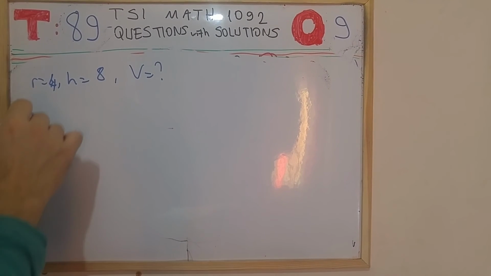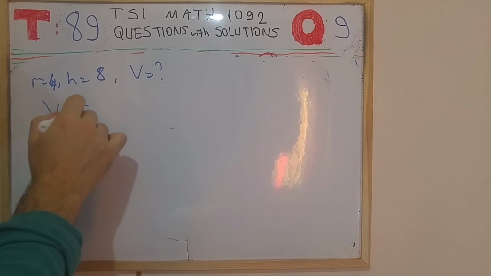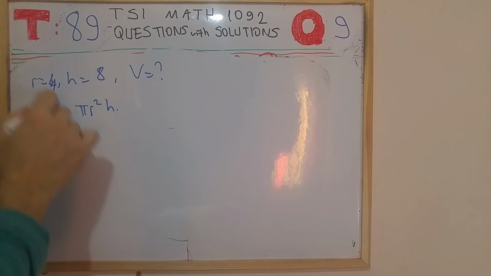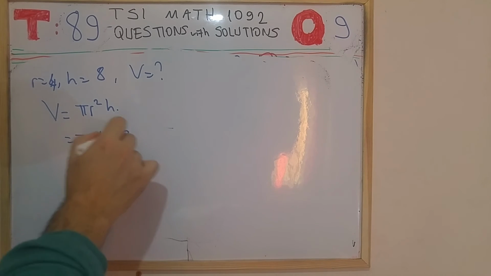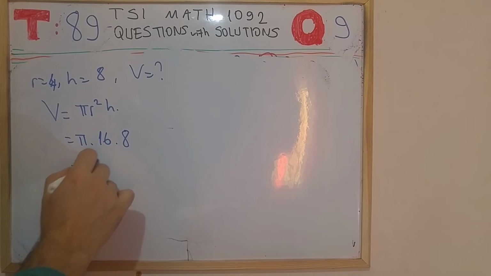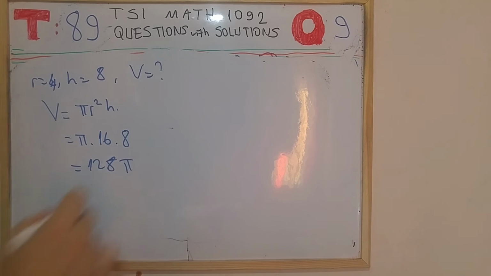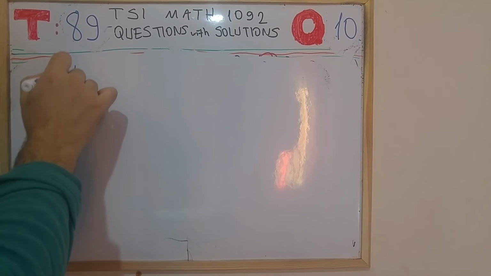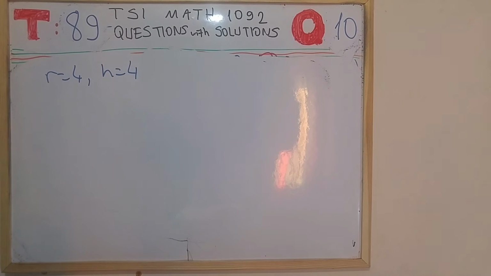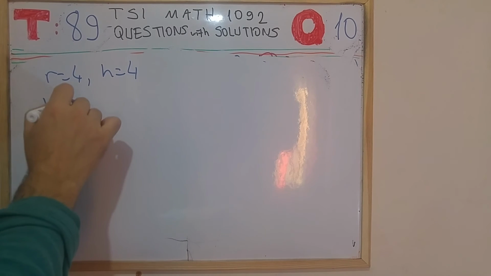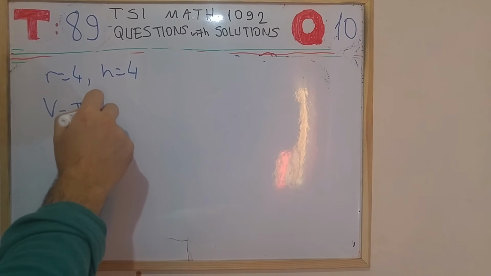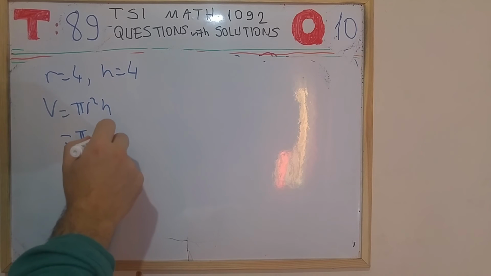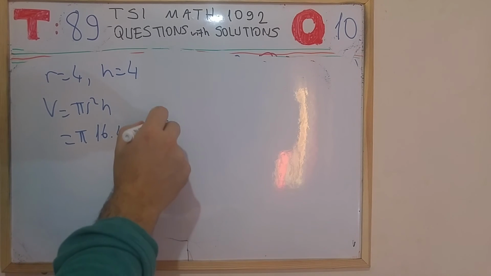I have a cylinder here, and the volume of the cylinder is equal to pi r squared times h, and this is equal to pi times r squared, 16 times 8, and this is equal to 128 pi cubic centimeters. This time the radius is equal to 4, but the height is only equal to 4, so the volume is equal to pi times r squared times h, that is equal to pi times 4 squared, 16, times 4, which is equal to 64 pi.